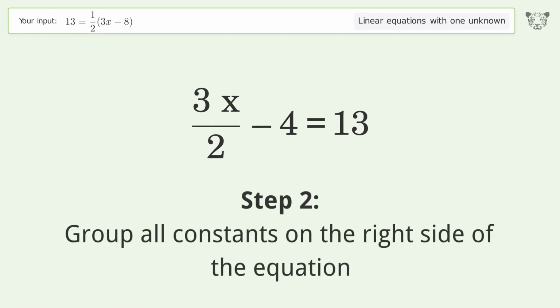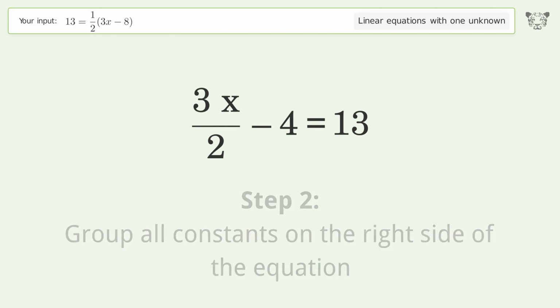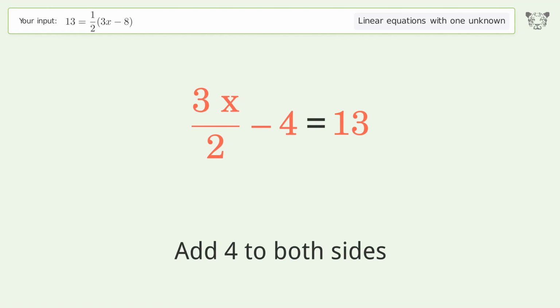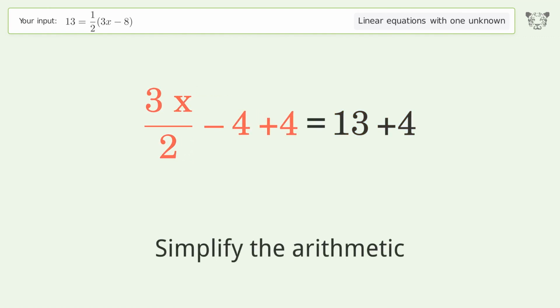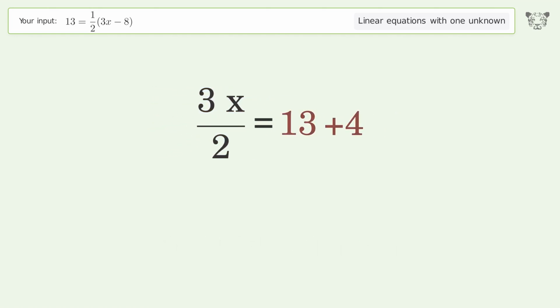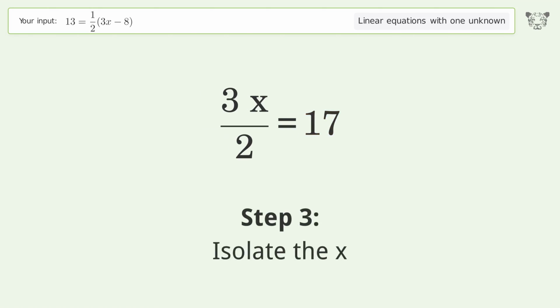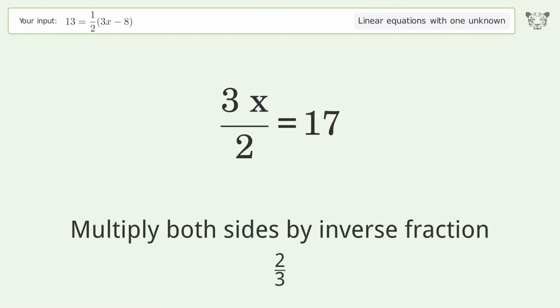Group all constants on the right side of the equation. Add 4 to both sides. Simplify the arithmetic. Isolate the x. Multiply both sides by inverse fraction 2/3.